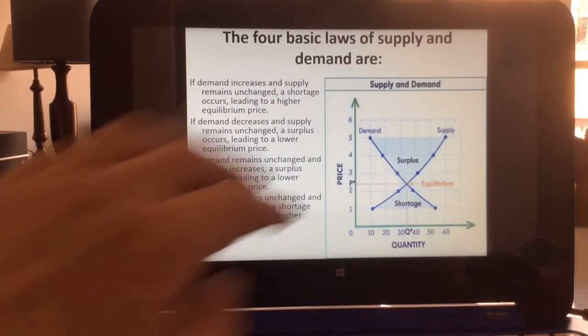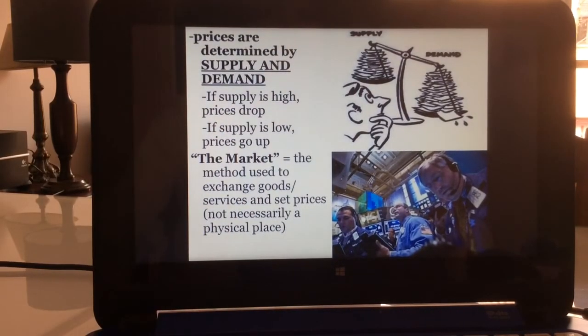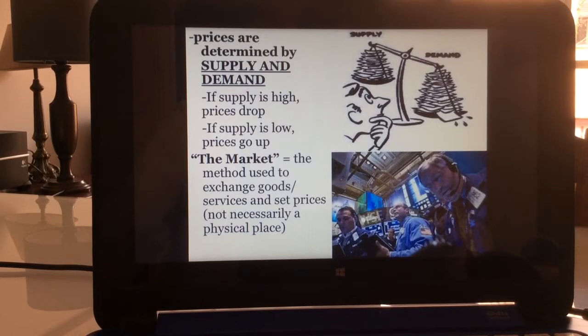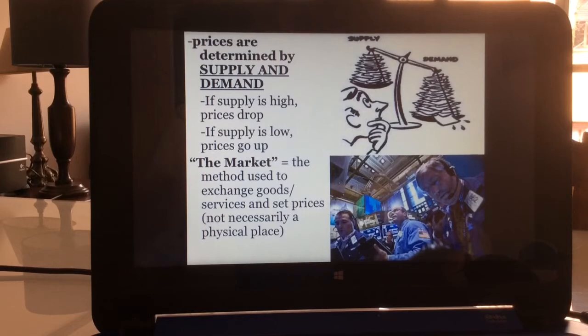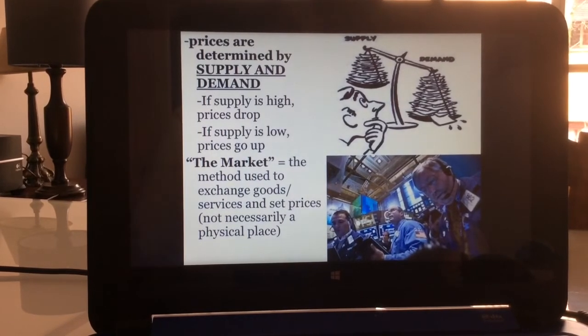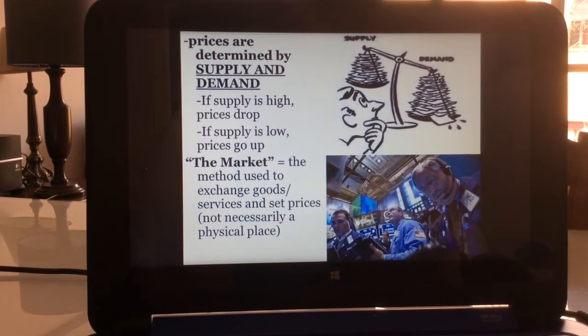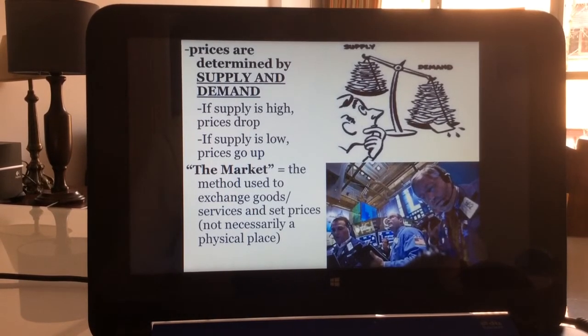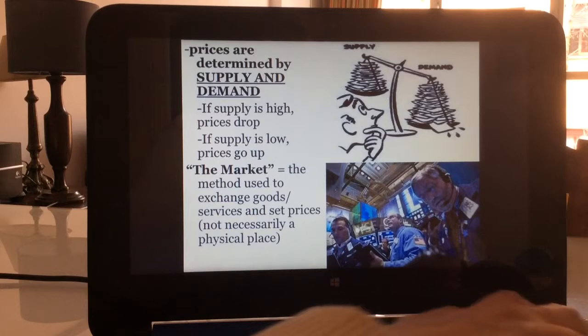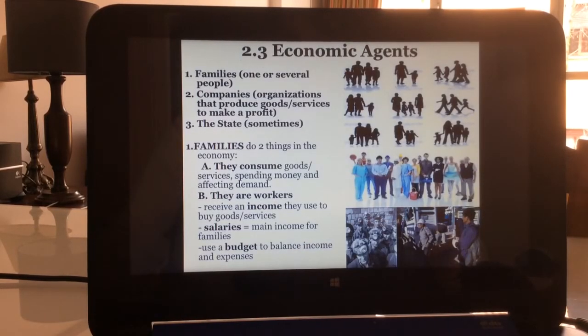I promise it's on the exam. Right? Prices are determined by supply and demand. This is more about the market. The market is a method used to exchange goods and services and set prices, not necessarily a physical space. So this is just to make very clear to you that this goes on all over the world on an international level with all goods all the time, okay? This doesn't happen when the stock market opens and closes. This is always happening.